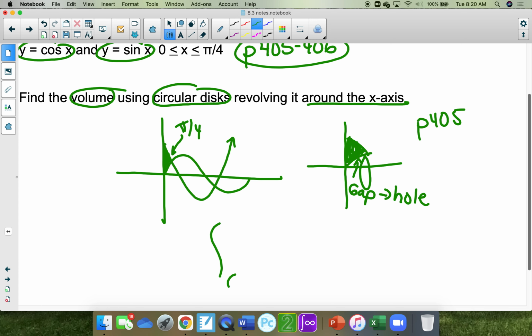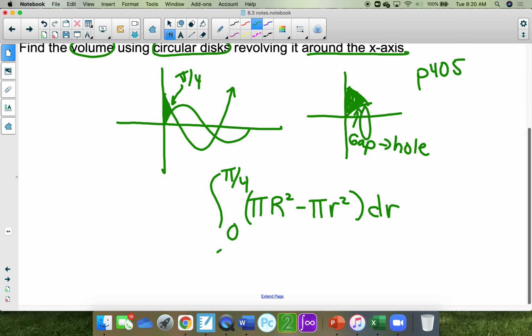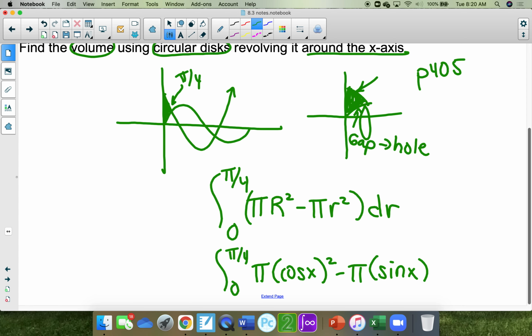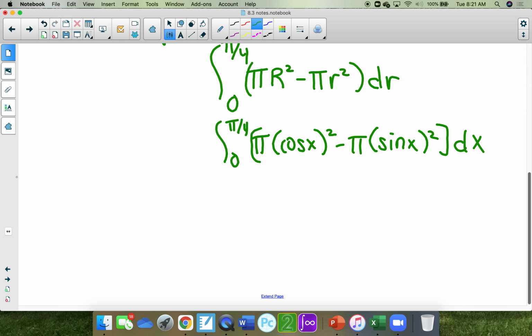We are going to integrate from 0 to pi over 4, and the formula is going to be pi big R squared minus pi little r squared dr, or change them into x. So we're going to integrate from 0 to pi over 4, big pi, and the outer radius would be this as you're rotating this around the x-axis, which would be the cosine of x squared minus the inner radius, which would be the sine of x squared dx. And you have to use this if there's a hole.